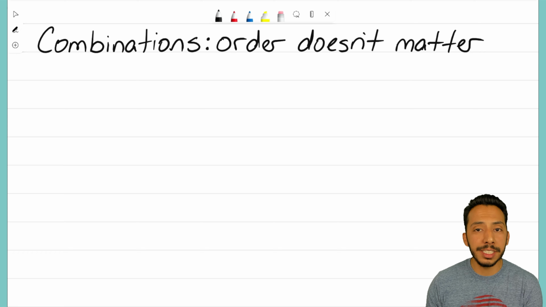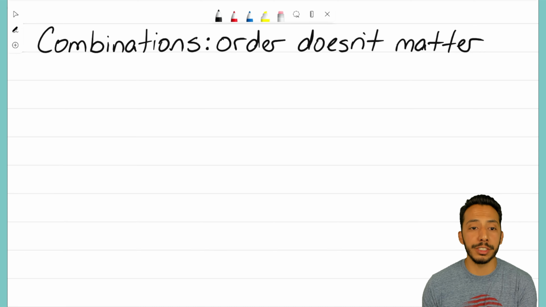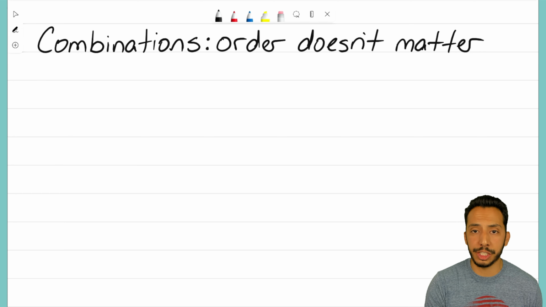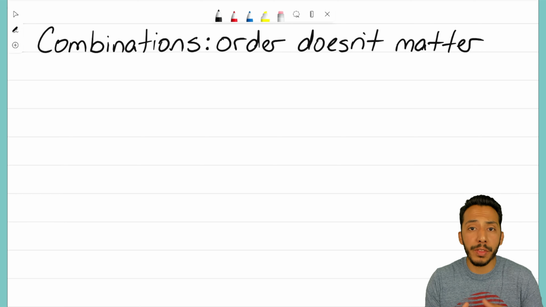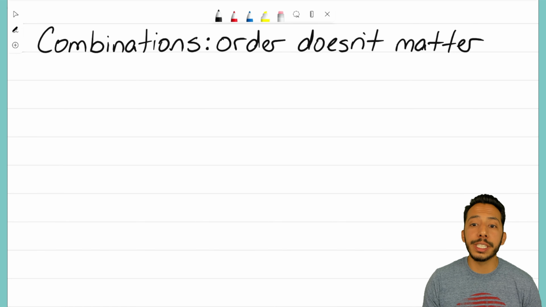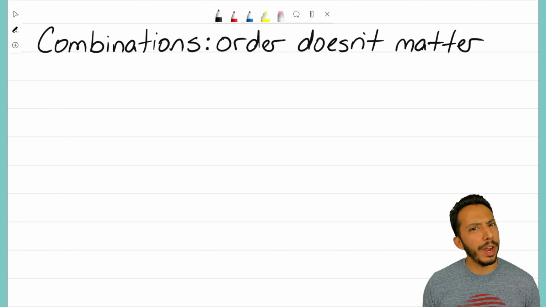Remember, permutations, that's where the order matters. Combinations are where the order doesn't matter. And that's the big key difference between what a permutation is and what a combination is. With permutations, I care about the order of the things I'm picking. For example, we were looking at using our PIN for our ATM card. The order that I put those numbers in matters. A PIN number would not work for combinations because the ordering matters there.